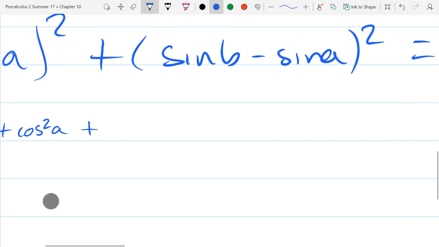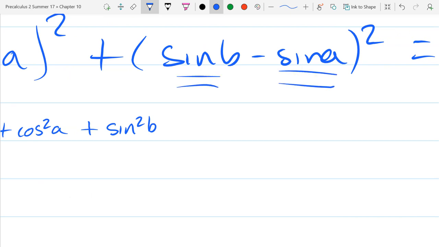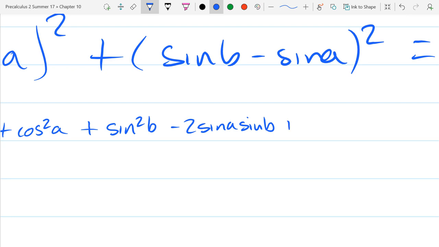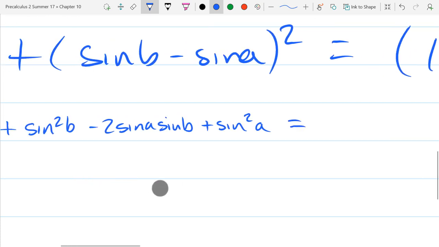Our second foiling is going to look almost the exact same. So we're going to get sine b times sine b, sine squared b. Now we get inside outside. So we're going to multiply those two. We'll get two of those. So it's minus 2 sine a sine b plus sine squared a equals.